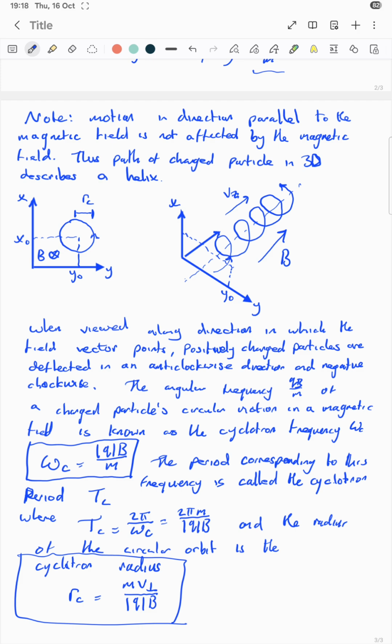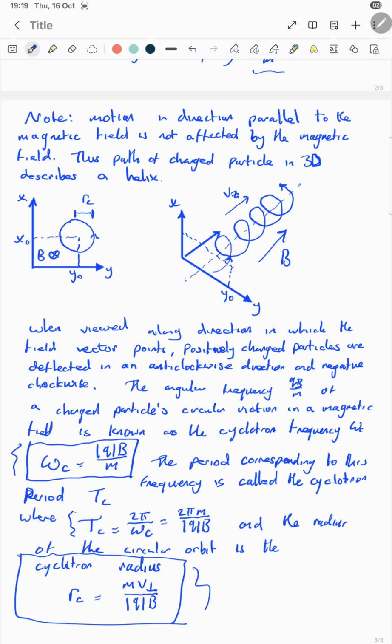When viewed along the direction in which the field vector points, positively charged particles are deflected in an anti-clockwise direction and negative in a clockwise direction. The angular frequency of a charged particle's circular motion in a magnetic field is known as the cyclotron frequency, given here. The period corresponding to the frequency is called the cyclotron period, Tc, given here, and the radius of the circular orbit is given here.